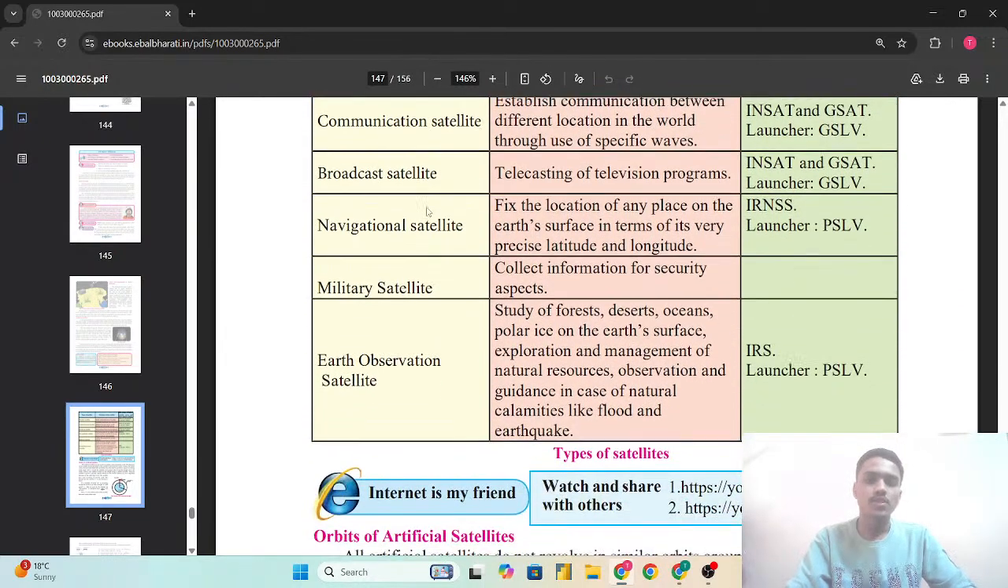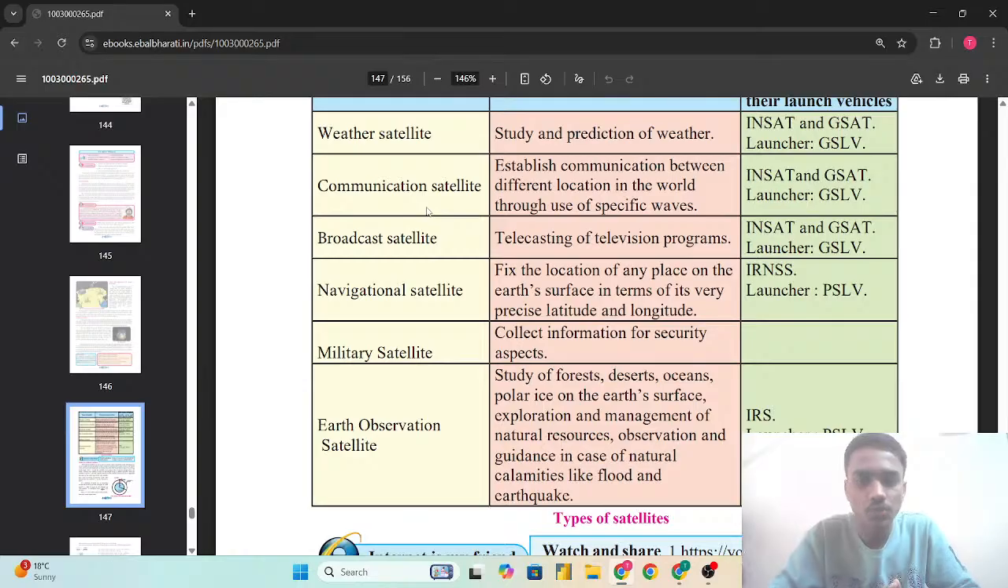Next is the communication satellite. It establishes communication between different locations in the world through use of specific waves. Here also INSAT and GSAT, and the launcher used is the GSLV. Next is the broadcast satellite, which is used for the telecasting of television programs, that is the INSAT and GSAT, launcher GSLV.